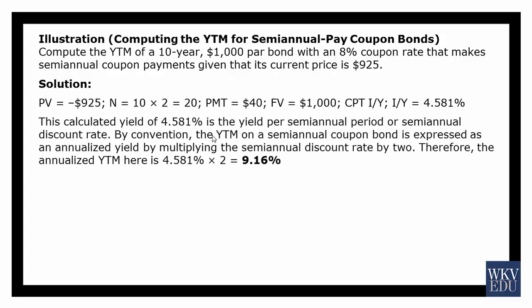This calculated yield of 4.58 is the yield per semi-annual period, and therefore the annualized YTM is multiplied by 2 and we get 9.16%. Clearly, the N has increased twice because it's a semi-annual payment, and the coupon has reduced by half because of again semi-annual. Had it been quarterly, this would have been multiplied by 4, and PMT, coupon payments, would have been reduced by 4, and the I/Y needed to be multiplied by 4 to get the annualized YTM.